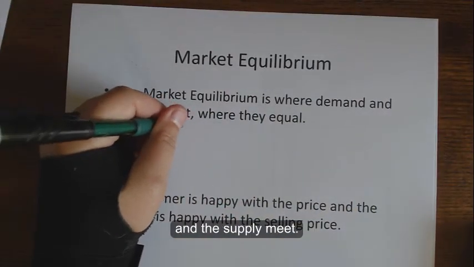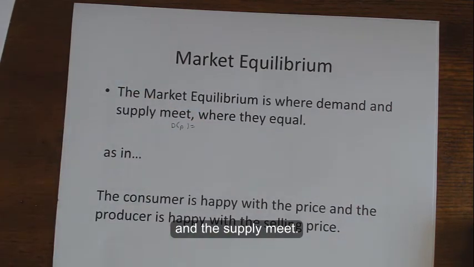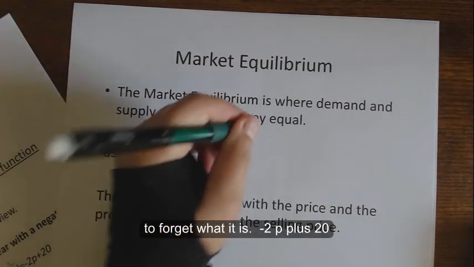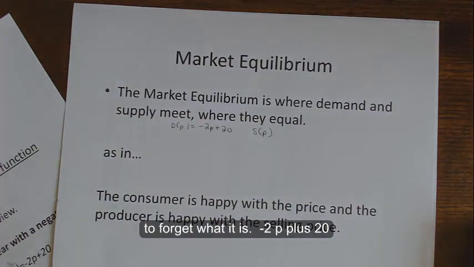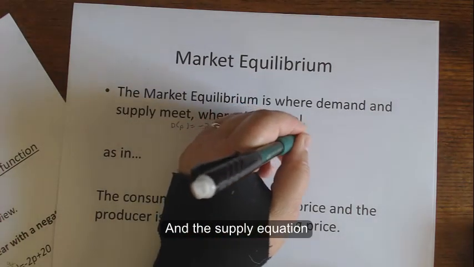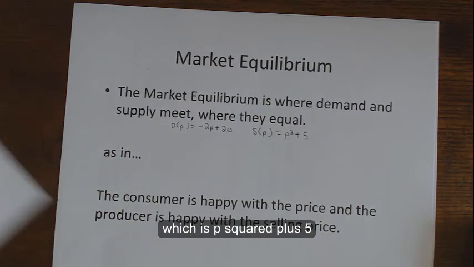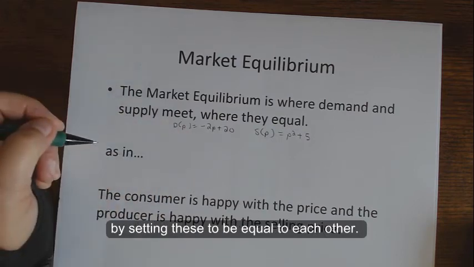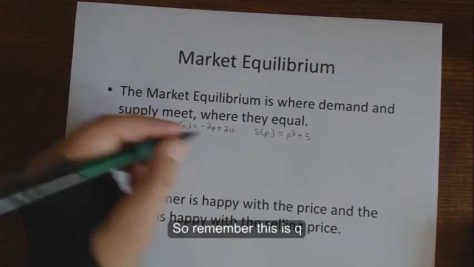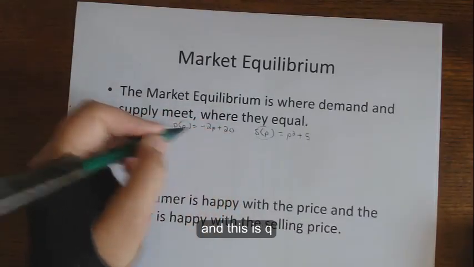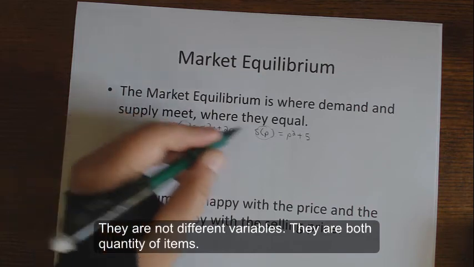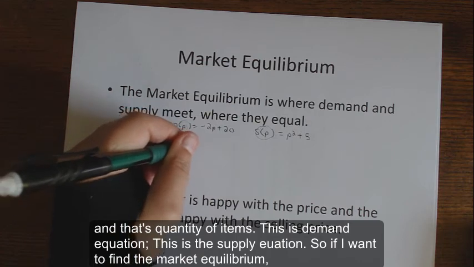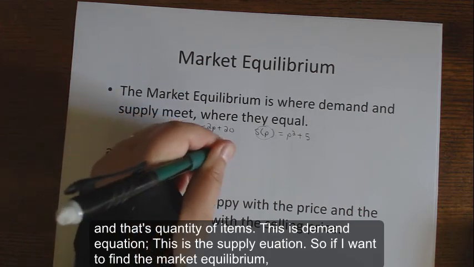So if I have a demand equation, negative 2p plus 20, and the supply equation, which is p squared plus 5, I can find the market equilibrium by setting these two equal to each other. So remember, this is Q and this is Q. So they are not different variables. They are both quantity of items. This is the demand equation, this is the supply equation. So if I want to find the market equilibrium, I can set the two equal to each other.